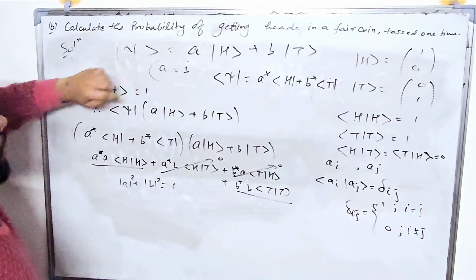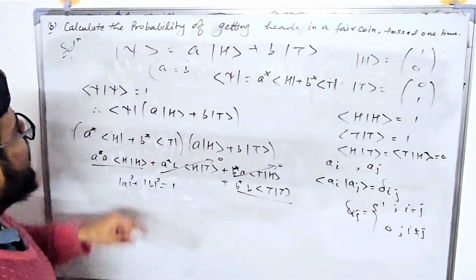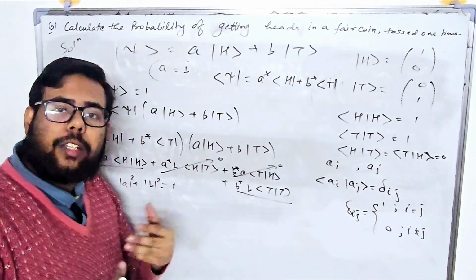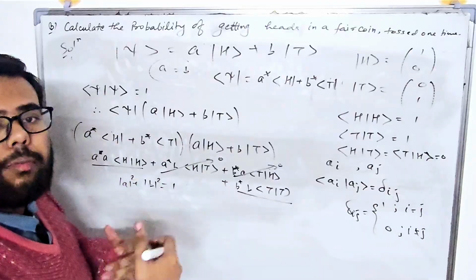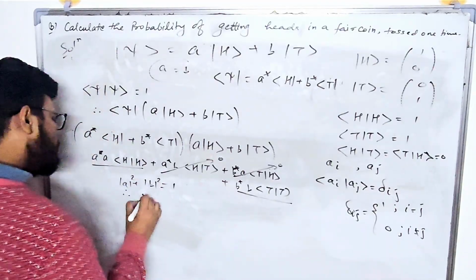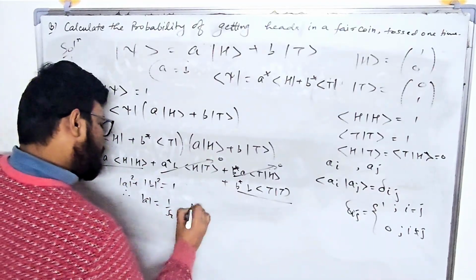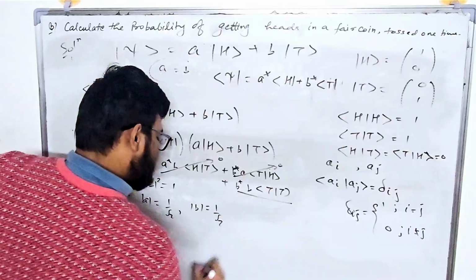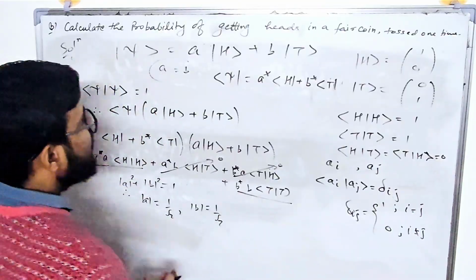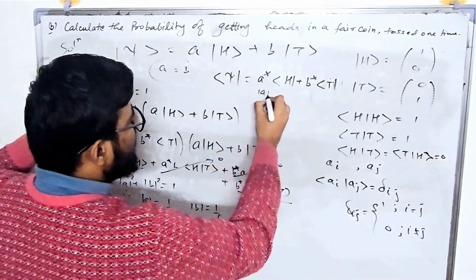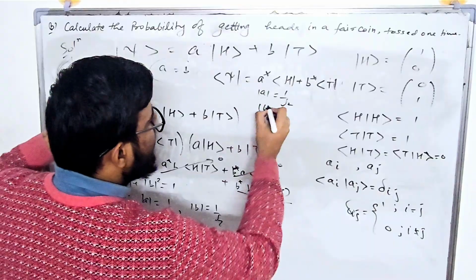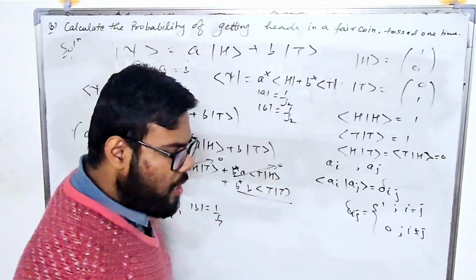Since the total probability is equal to 1, right? And since a is equal to b, their moduli must also be equal. Hence mod a is equal to 1 by root 2 and mod b is equal to 1 by root 2 again. So we have the values that mod a is equal to 1 by root 2 and mod b is equal to 1 by root 2.